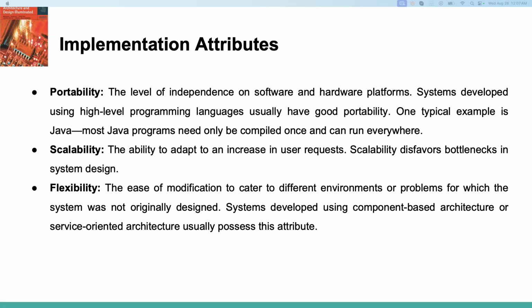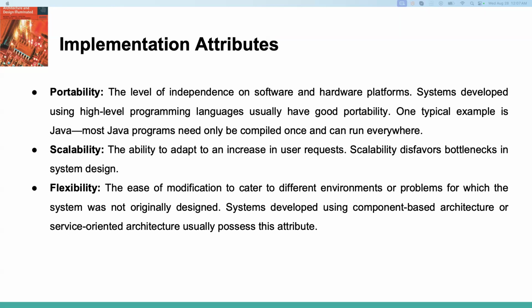Let's explore three more crucial attributes that help shape resilient software systems: portability, scalability, and flexibility. First up is portability. This is all about how well our software can move across different platforms. Think of it as a world traveler. Systems built with high level programming languages like Java usually score high here. You write the code once and it can run anywhere, making portability a big win.